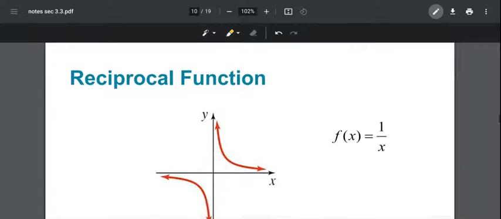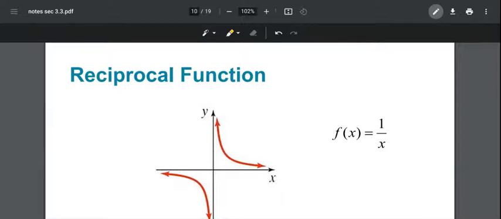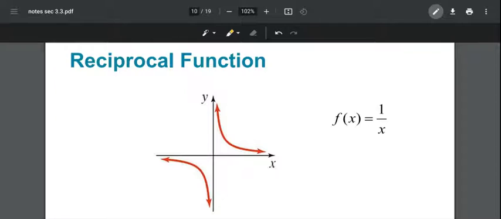Reciprocal function, which means f of x is equal to the reciprocal of x, 1 over x, a very specific function. This function is odd. We have that origin symmetry. So like you see, this point and this point are matching. This point and this point will match. So this is definitely an odd function. We'll just leave it like that for now. Okay.